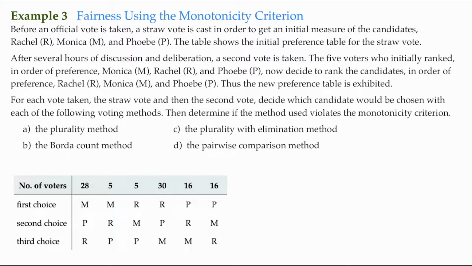The next criterion we address is the monotonicity criterion. The word monotonicity comes from the word monotone, which means unchanged. And the monotonicity criterion states that if a candidate is declared the winner of an election and a re-election is held in which the same number of voters are choosing among the same number of candidates and the winner gains additional support, then that candidate should still be declared the winner.